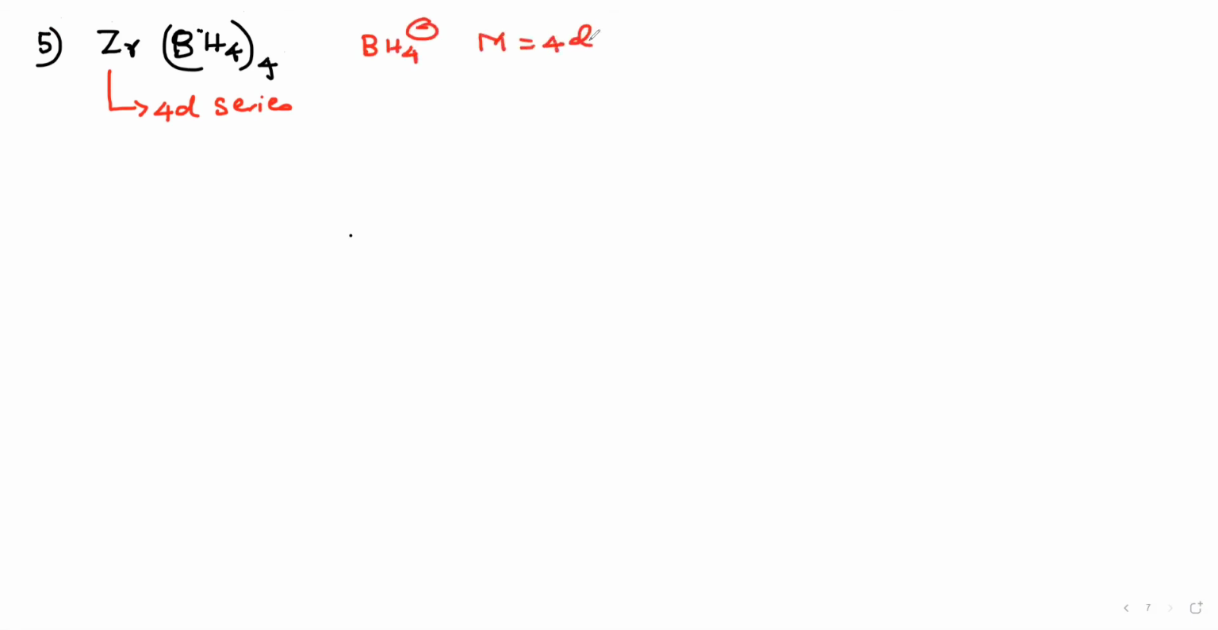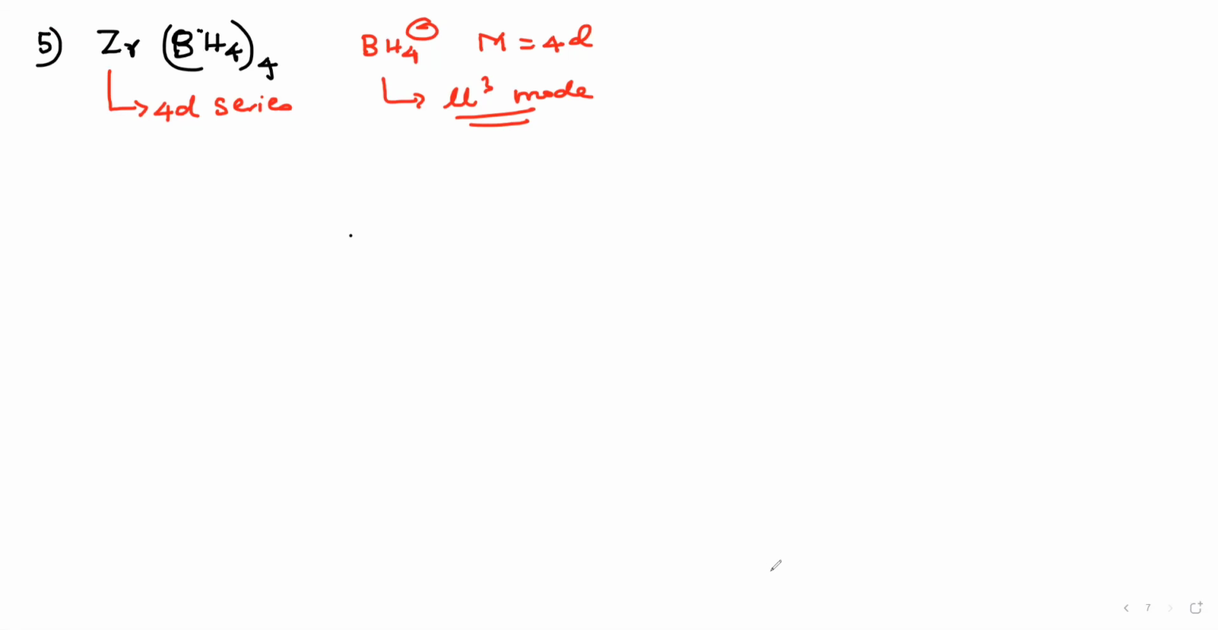Now you know very well, in case of the 4d series, the metal belongs to the 4d series, so BH4 minus acts in the mu3 mode, not the mu2 mode. Understand? With 4 BH4 minus units, they make the mu3 mode. See the structure, very simple.